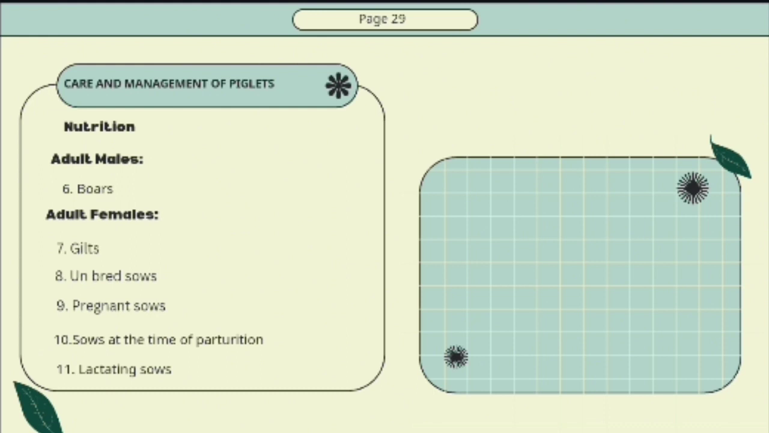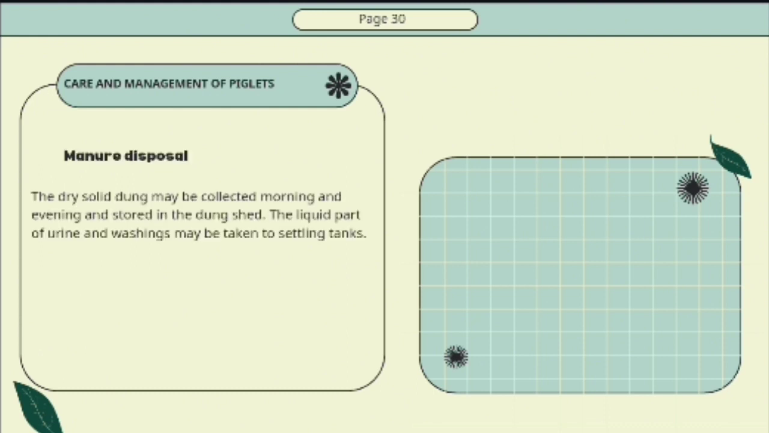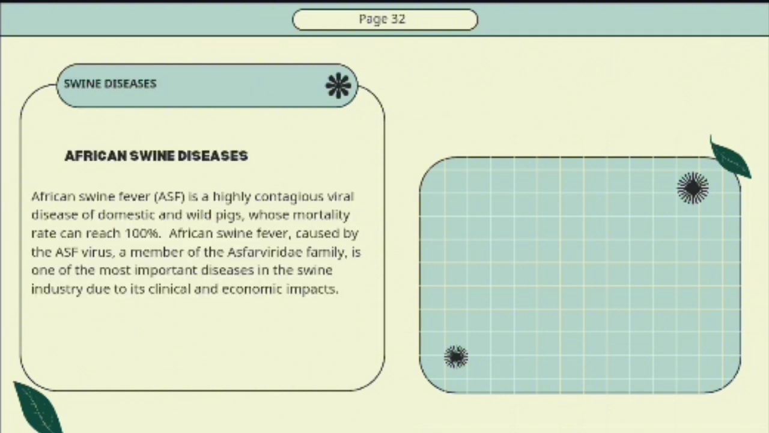So, manure disposal. The dry solid dung may be collected morning and evening and stored in a dung shed. The liquid part of urine and washings may be taken to settling tanks. And now let's proceed to the swine diseases.